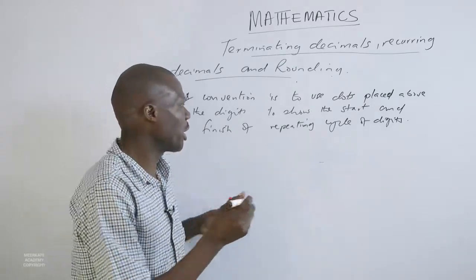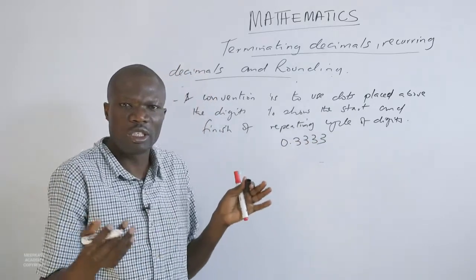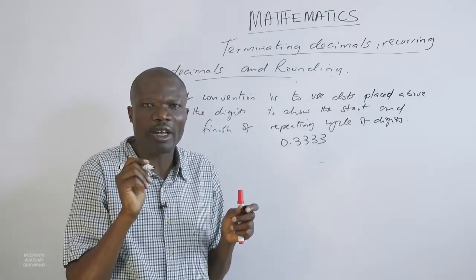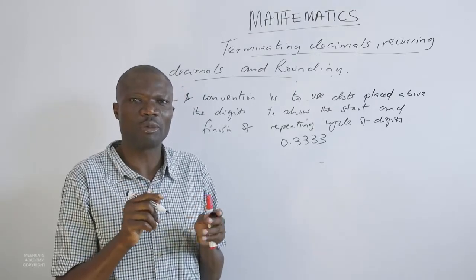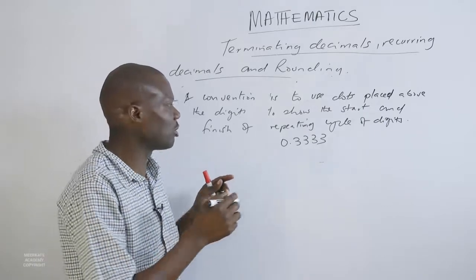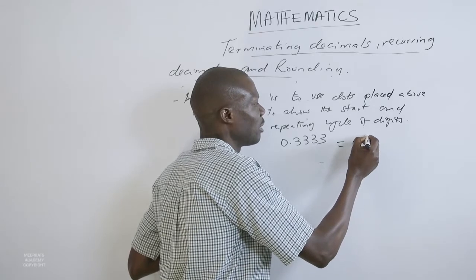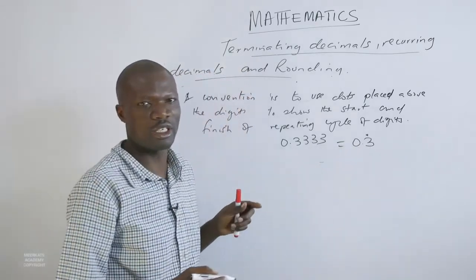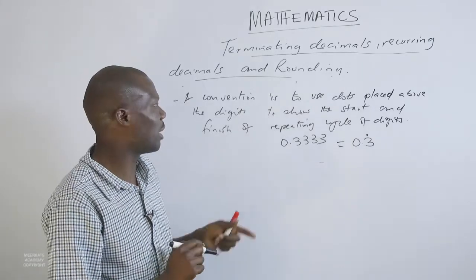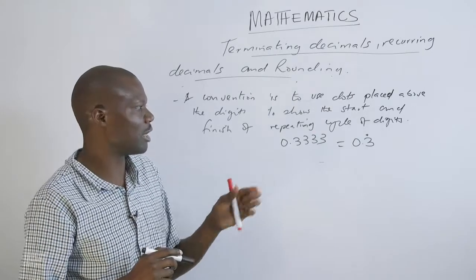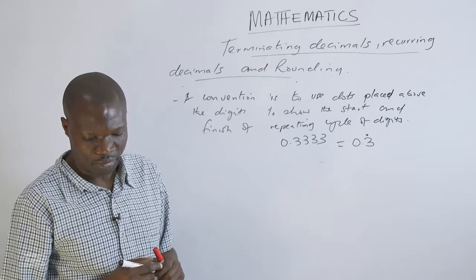0.3333. What digit is recurring? That digit that is recurring is where we place the dot. And the digit where it terminates is where we place it too. In this case, we shall say this is 0.3, and this 3 is what starts the recurring, and the same 3 is what ends the recurring digit. So we shall write 0.3 with a dot above.